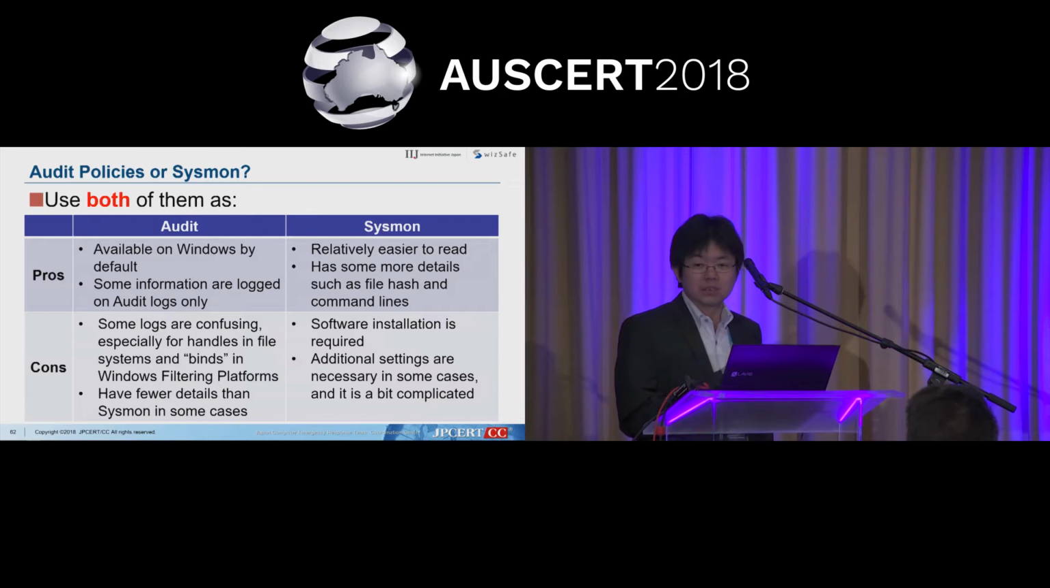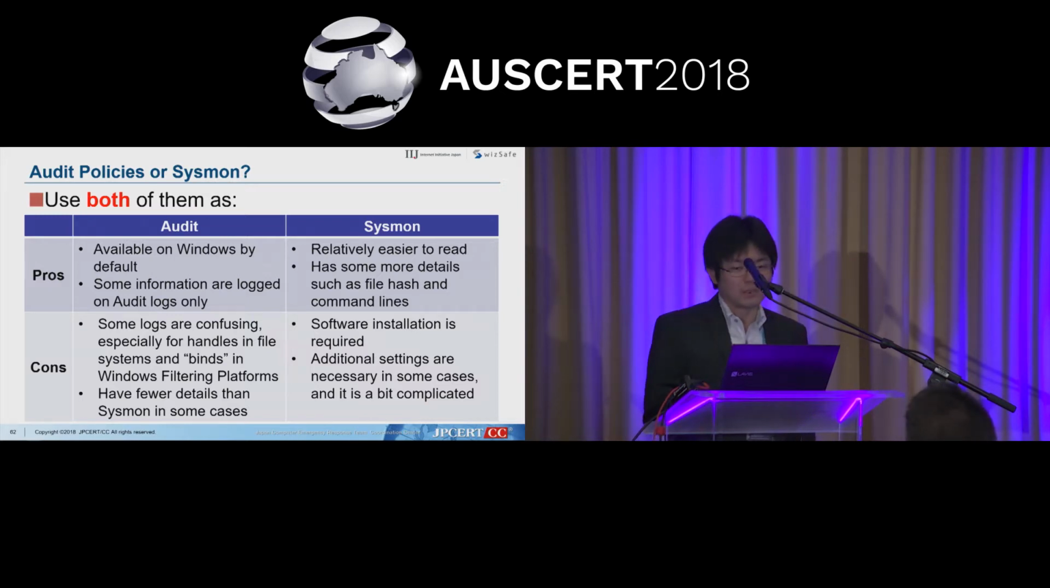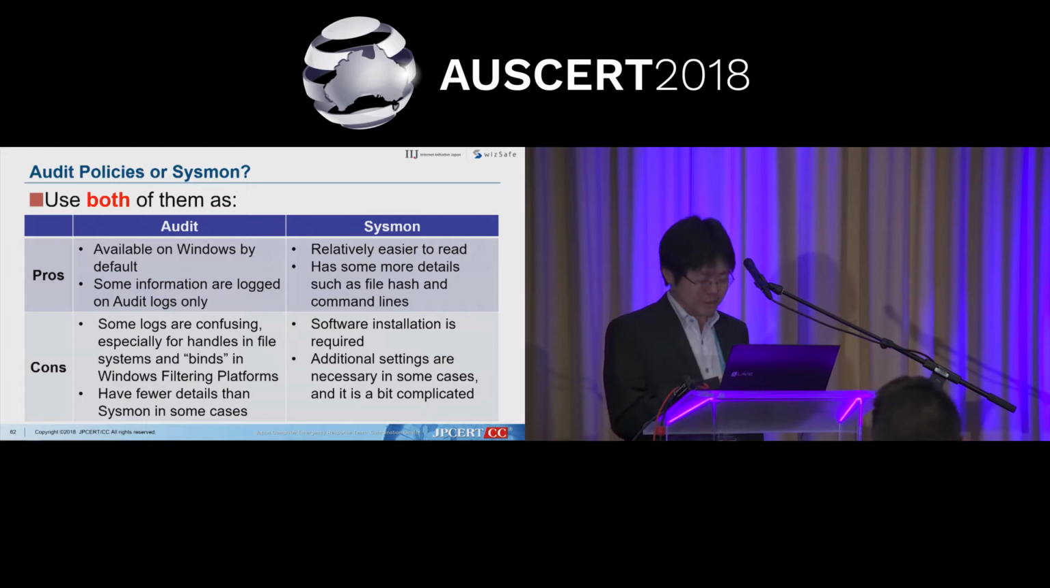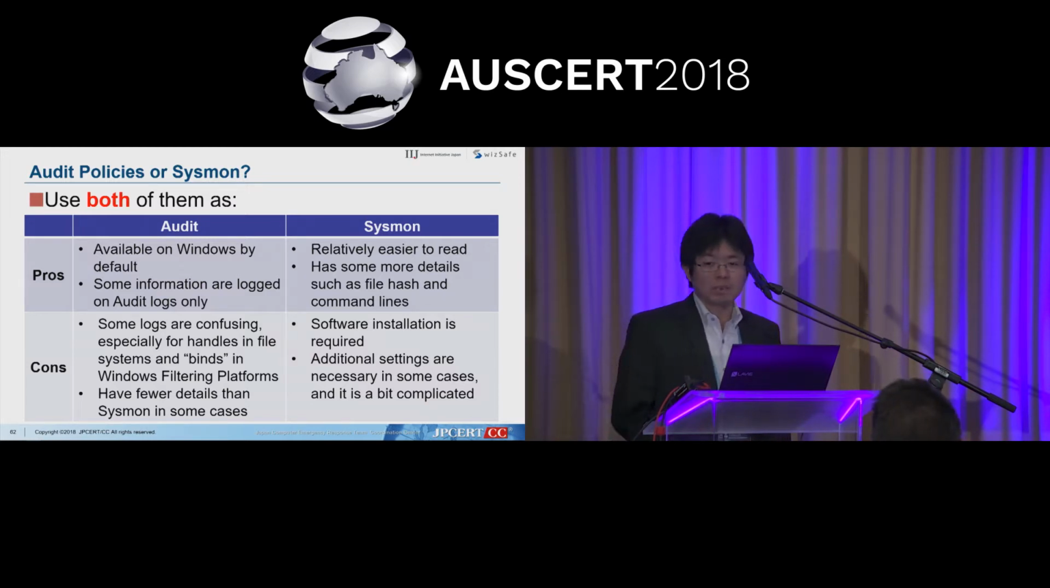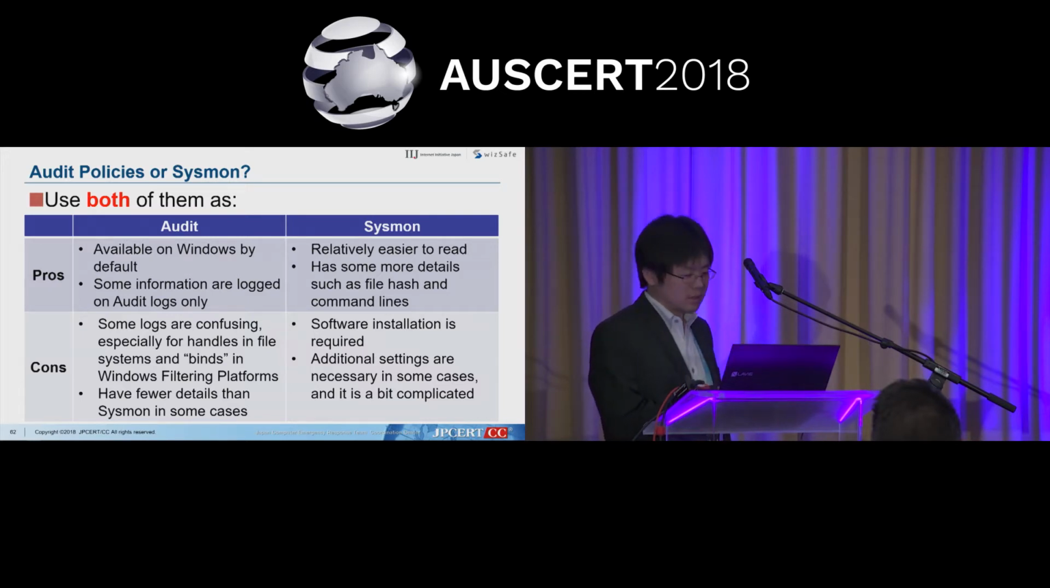And the cons of using Sysmon are, first, you need to install software, and that's probably not easy sometimes, especially in large enterprises. Another con is that additional settings are necessary in some cases. When you want to make changes to the Sysmon configuration, you need to make an XML file and import it. But that's sometimes difficult. So up to here, I've talked about audit policies and Sysmon.